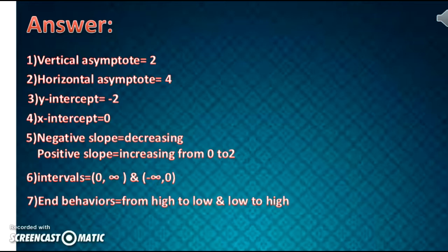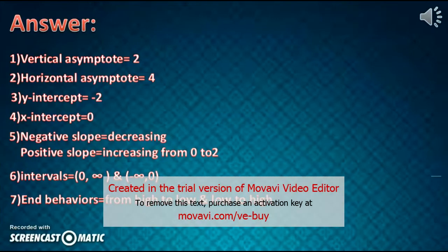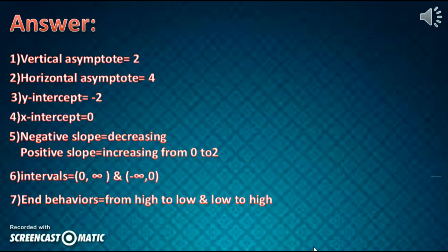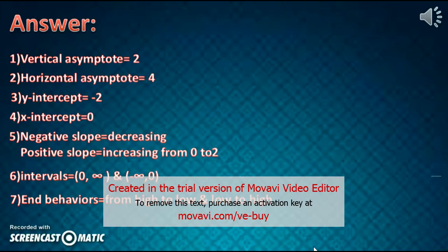You can see the answer. The vertical asymptote is 2, the horizontal asymptote is 4, the y-intercept is minus 2, the x-intercept is 0. The negative slope is decreasing, and the positive slope is increasing, from 0 to 2. The intervals are 0 to infinity and negative infinity to 0. The end behavior is from high to low or low to high. So, do you understand?